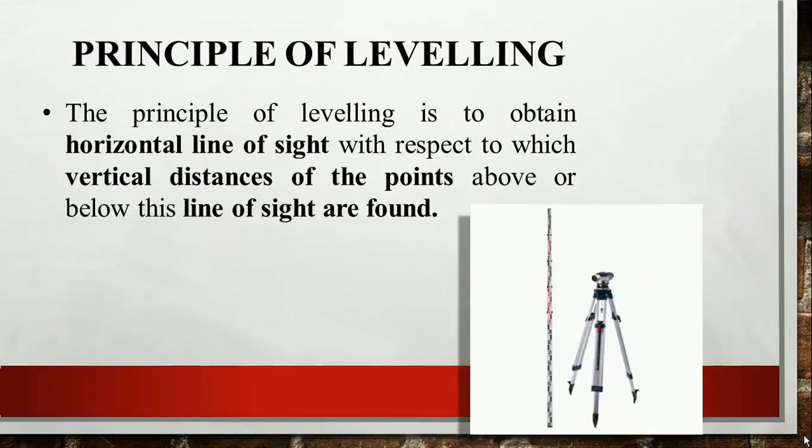Next, the principle of leveling. The principle of leveling is to obtain the horizontal line of sight with respect to which vertical distances of points above or below this line of sight are found. As you can see in the image, there is a level instrument and there is a leveling staff.